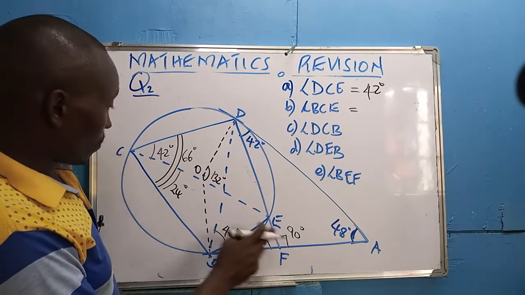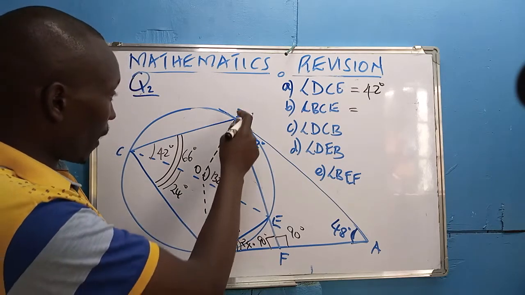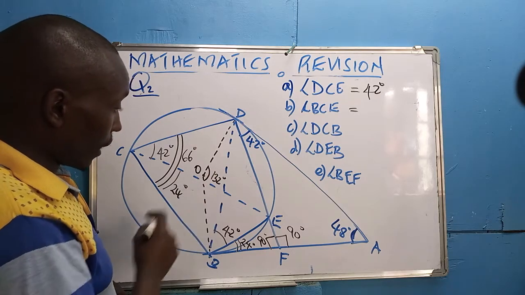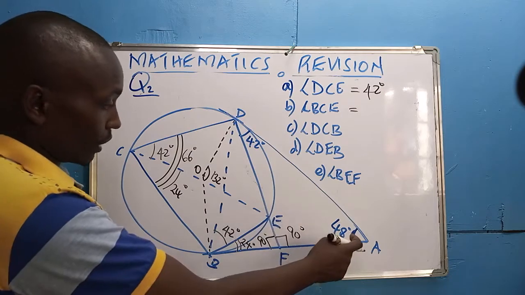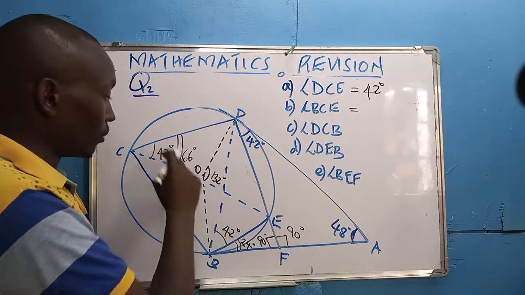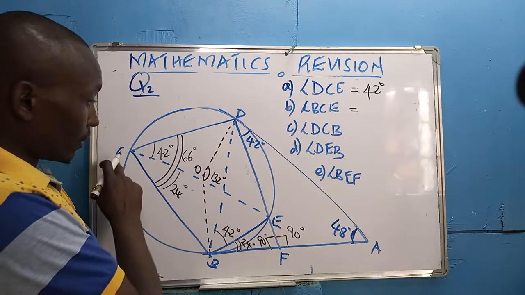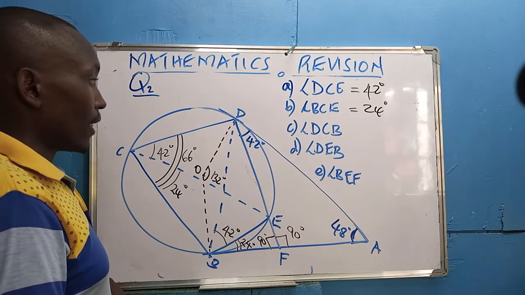Then the other one is angle BCE. That one, we have been able to relate several things here. We have been able to get the angle at the center, yes, angle at the center, 132. Then a half of it, we have related this. A half of it, 66. Then you do the subtraction, and then you get the angle BCE being 24 degrees.